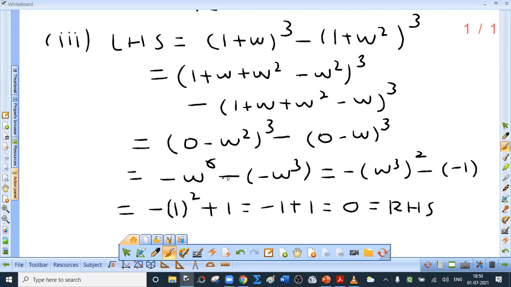I'll explain this part first. So minus 1, minus minus plus 1. What about this? Minus as it is. Now omega raised to 6 is omega cube square. Omega cube is 1 square. Now you may ask me, but sir, minus 1 square is plus 1. I also know that. But it is minus into 1 square. 1 square is 1. That is why minus 1. So minus 1 plus 1, 0, which is nothing but the right hand side.